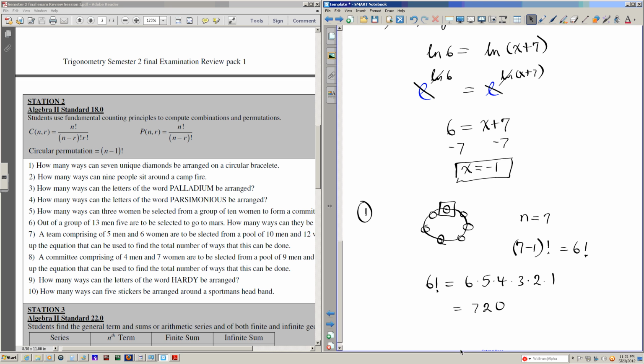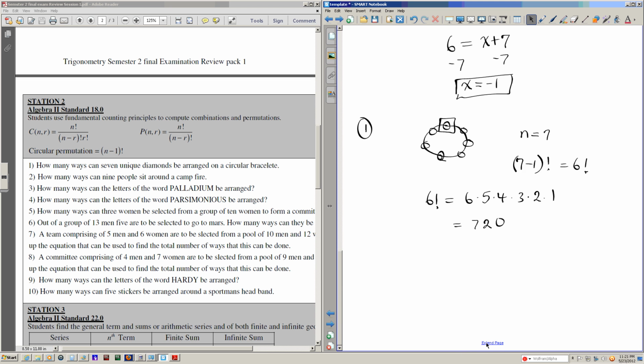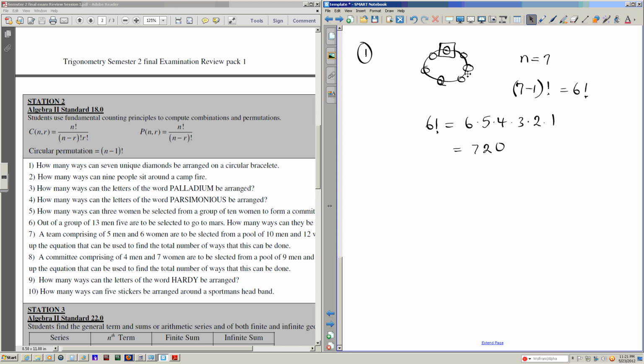We're going to take a look at question number 3. It says, how many ways can the letters of the word palladium be arranged? For this one, we're looking at alphabetical permutation here. For alphabetical permutation, you're just going to have total factorial divided by your repeats factorial. So how many letters do we have in all? In palladium, we have 1, 2, 3, 4, 5, 6, 7, 8, 9. We have 9 in all, 9 factorial.